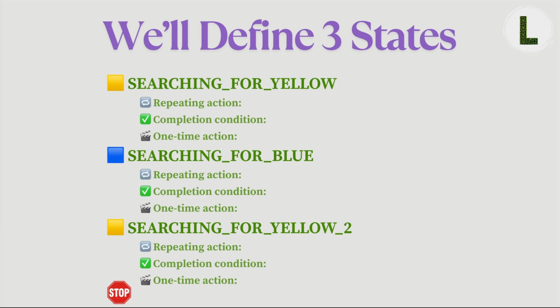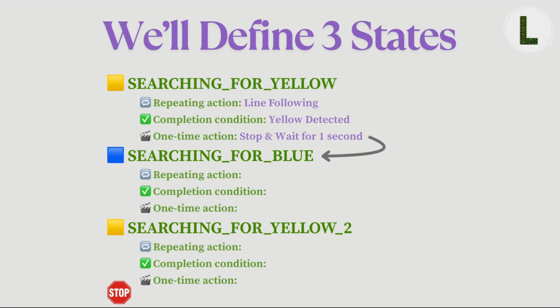While we're in the searching for yellow state, the repeating action is simply line following. That is, we want to keep following the line until we detect yellow. The completion condition is yellow detected, and once we detect yellow, the one-time action we'll perform here is to simply stop and wait for 1 second, and then transition to the searching for blue state.